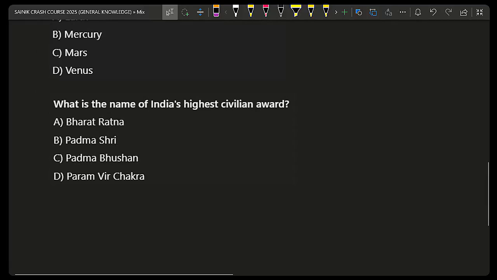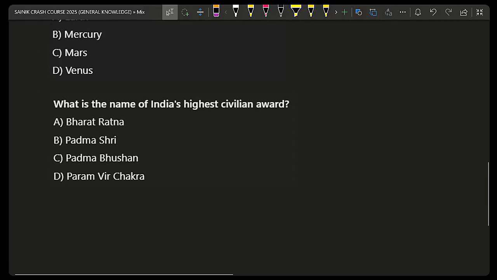So Bharat Ratna is the highest civilian award given in India for exceptional service in various fields. The second highest civilian award is Padma Vibhushan, third highest is Padma Bhushan, and fourth is Padma Shri. Paramveer Chakra is given to servicemen, army servicemen.